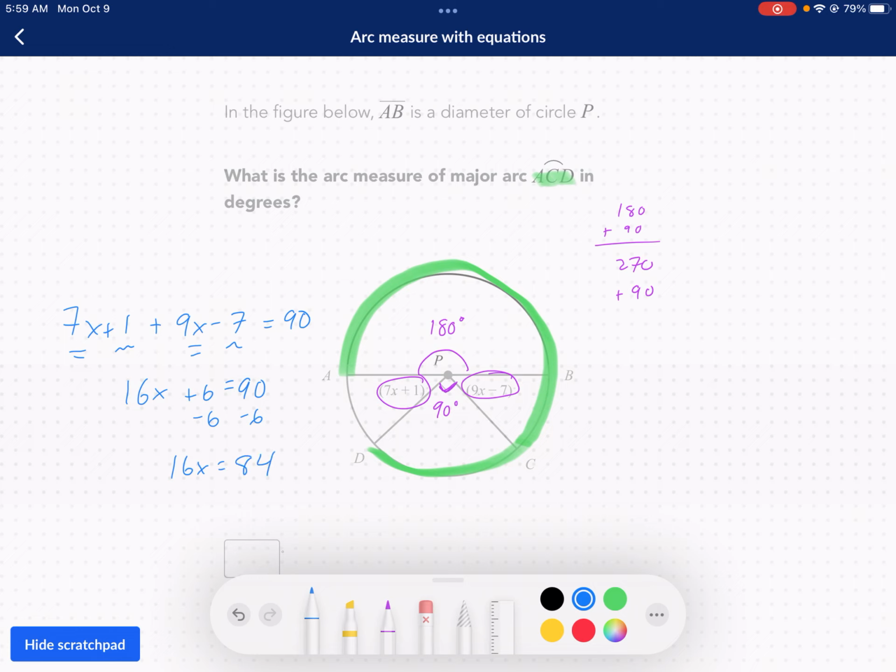Oh boy, I'm guessing it's going to be like 5 or something. No, not 5. Let's see here. 84 divided by 16, 5.25. I may have messed up. Let's just double check my work here.